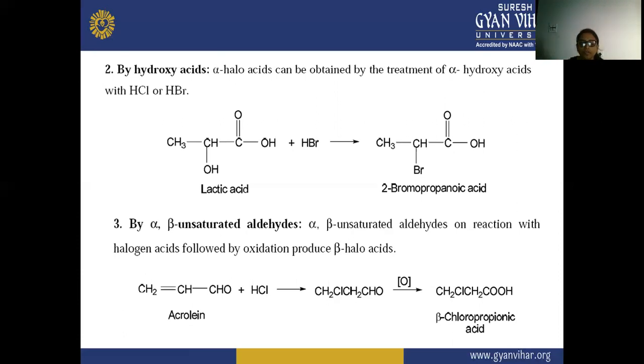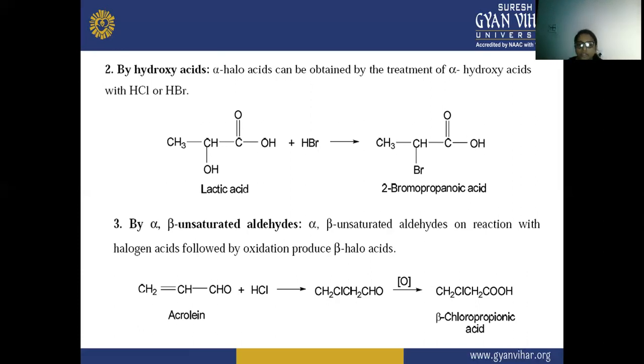Next is your alpha beta unsaturated aldehyde. Here the third reaction is that alpha beta unsaturated aldehyde on reaction with halogen acid followed by oxidation produces beta halo acid. So on the oxidation also the beta halo acids are formed. Unsaturated means there is a double bond in this aldehyde at the alpha and the beta position. Acrolein is the example of this alpha beta unsaturated aldehyde.